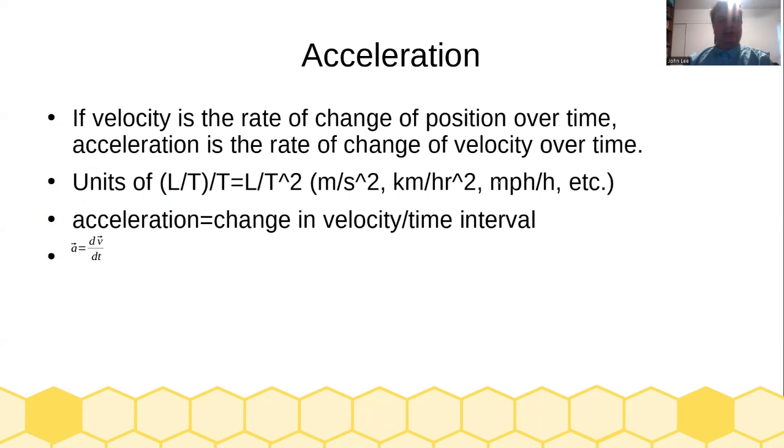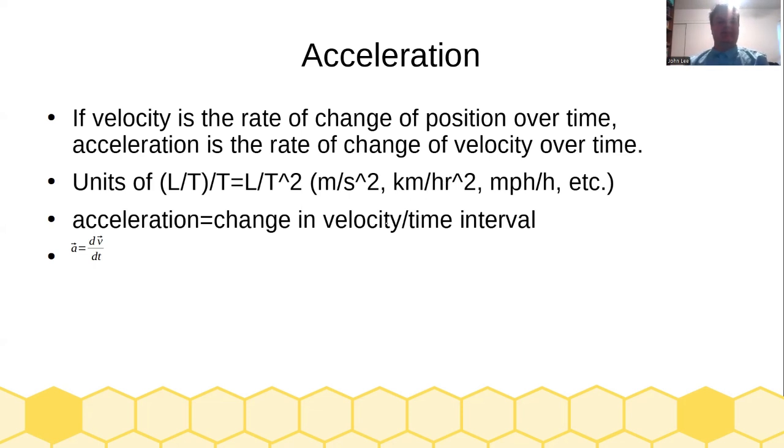If velocity is the rate of change of position over time, acceleration is the rate of change of velocity over time. So the units of acceleration are length per time, which is the units of velocity, divided by time, which is equal to length per time squared. The units of acceleration in SI units are meters per second squared. They can also be given as kilometers per hour squared or miles per hour squared or several other types of units.